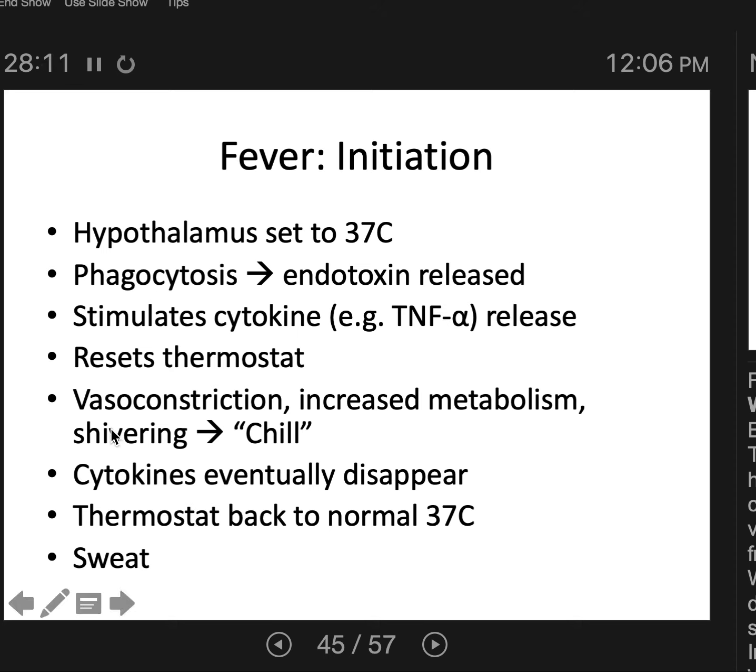Increased metabolism, you start burning through those calories and you start shivering. So remember I said the purpose of shivering: you're clenching your muscles really tight, and that's causing them to burn through oxygen, burn through your calories and heat up. So you're burning these calories faster, you're heating up. So you're actually heating up when you feel chilled.